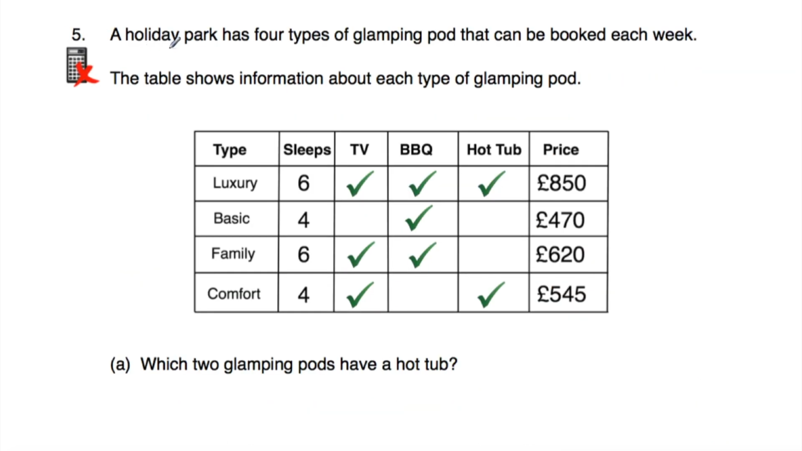Question number 5. So question number 5 says a holiday park has 4 types of glamping pod. They can be booked each week. So they can be booked for a week. And the table shows information about each type of glamping pod. So there's luxury, basic, family and comfort. And we know how many can sleep in each one of the glamping pods and whether they've got TVs, barbecues or hot tubs, and we've got their prices.